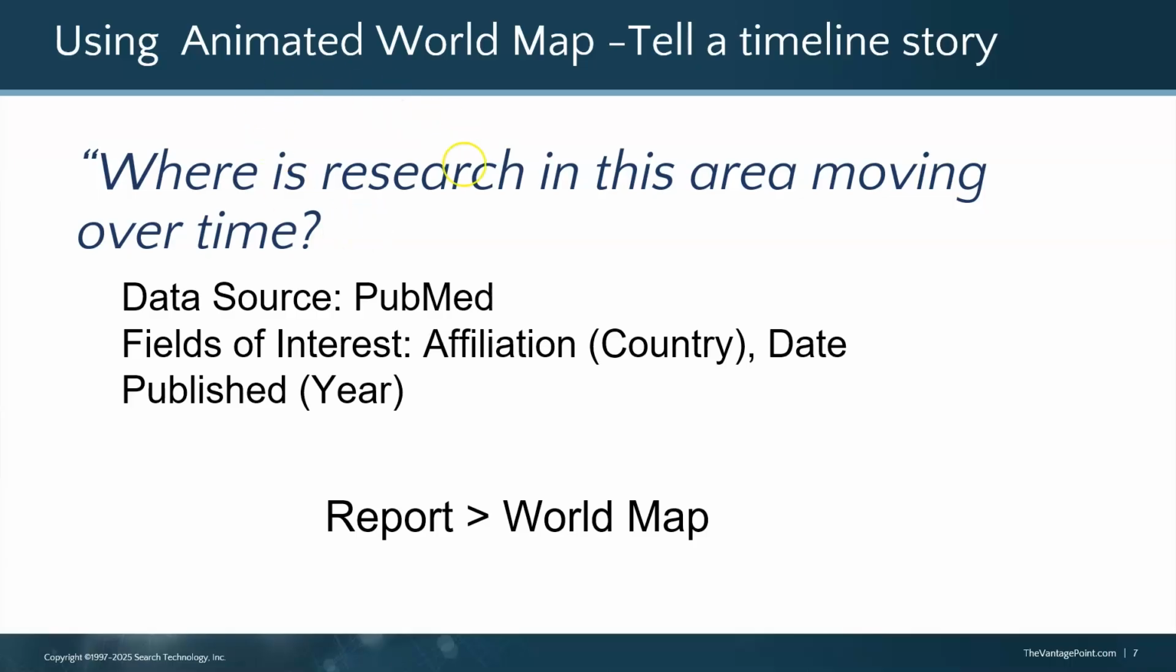So again, data source is PubMed and the smartwatch file. My fields of interest are affiliation country, so these are the organization's address field. And then date published year. So when are they publishing?